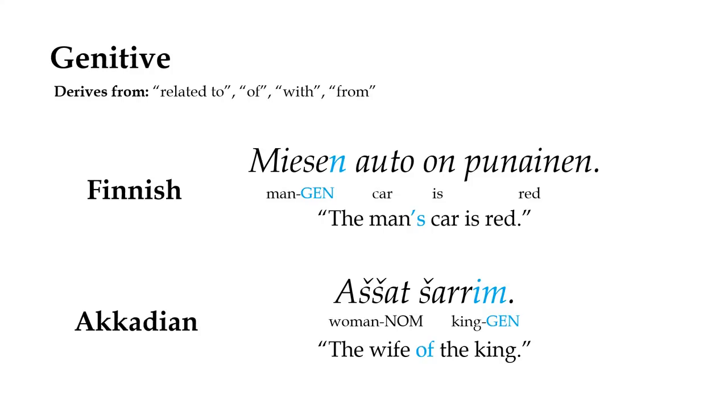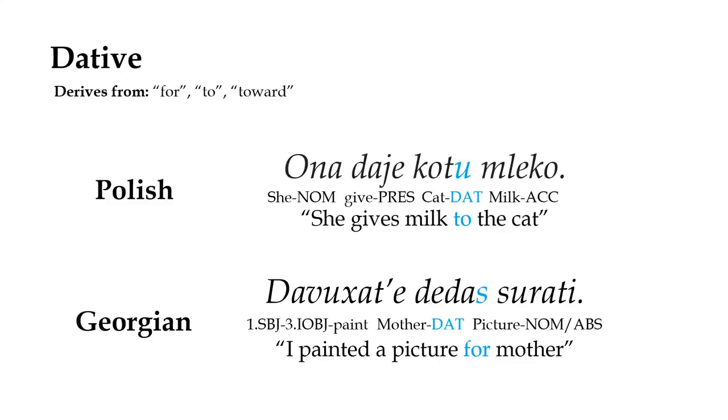The genitive case is used to mark the noun as the possessor of another noun in the phrase, usually one immediately adjacent to it, and sometimes also marks the noun as the object of certain adpositions. The genitive usually evolves from adpositions like of, related to, with, or from. The dative case marks the indirect object or beneficiary of the verb, and can also sometimes be used to indicate motion towards the noun, and appropriately derives from adpositions like for or toward.